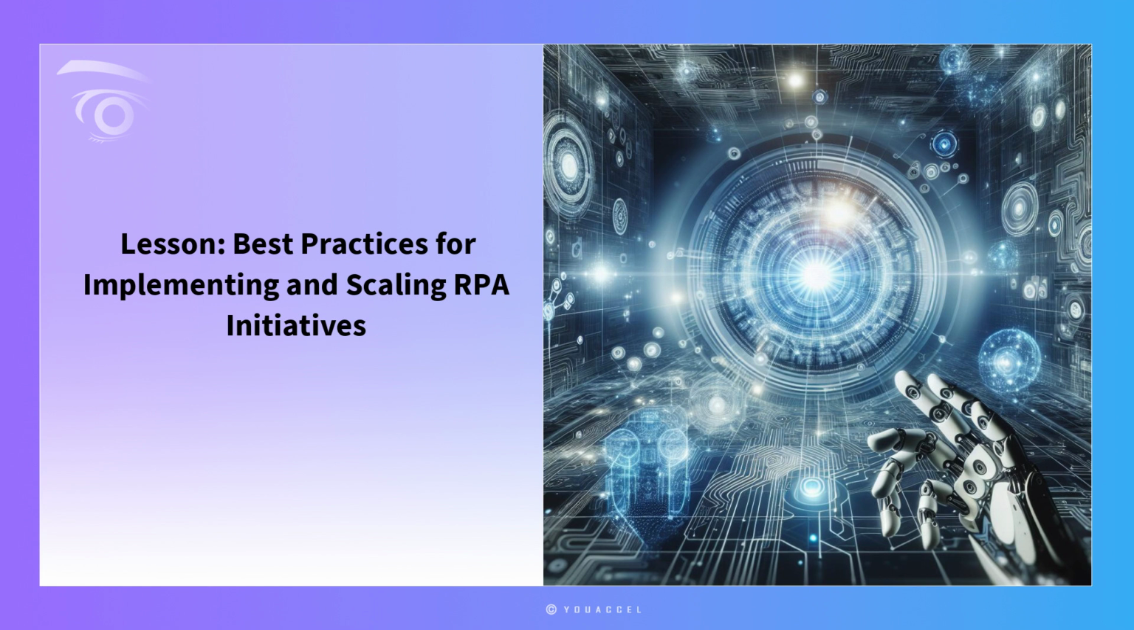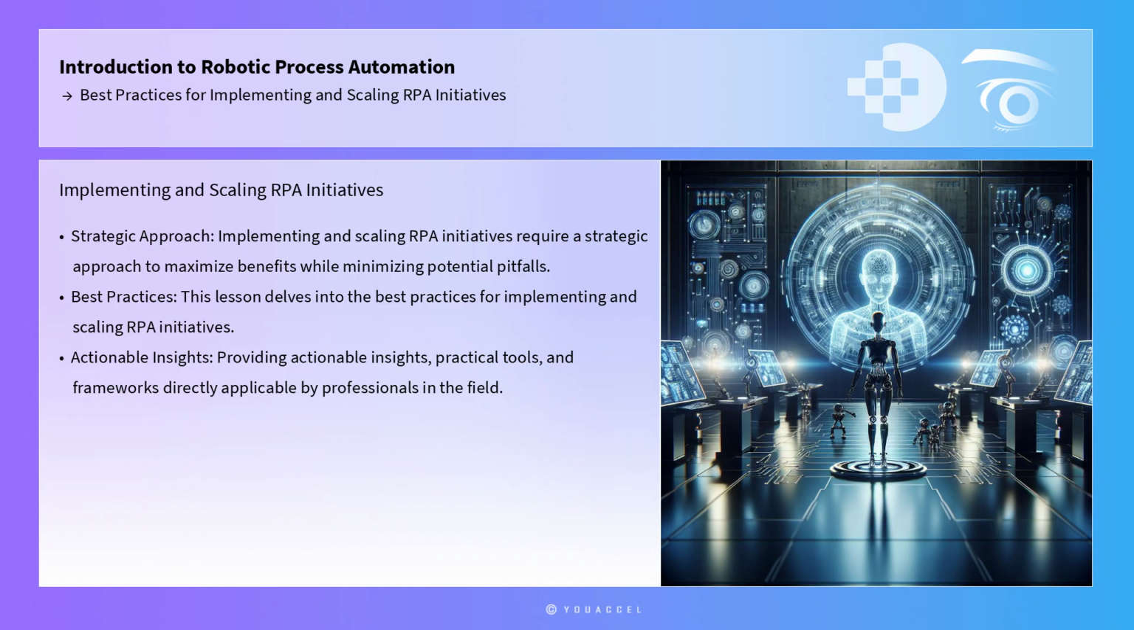Lesson: Best practices for implementing and scaling RPA initiatives. Robotic process automation has emerged as a pivotal component in the modern automation landscape, offering the potential to streamline operations, reduce costs, and enhance efficiency across various industries. Implementing and scaling RPA initiatives, however, require a strategic approach to maximize these benefits while minimizing potential pitfalls.